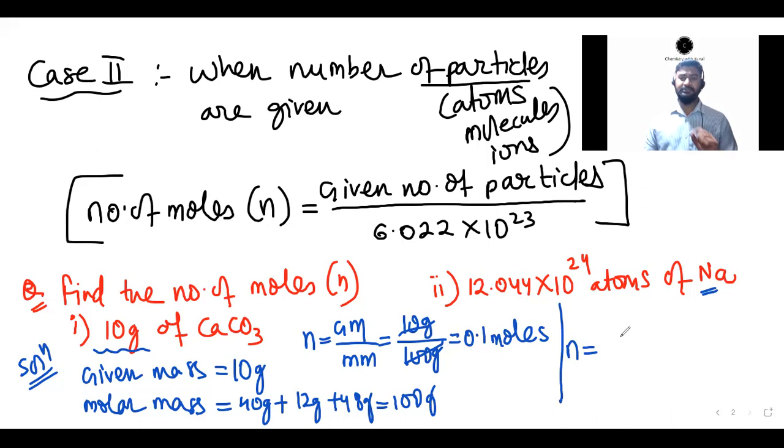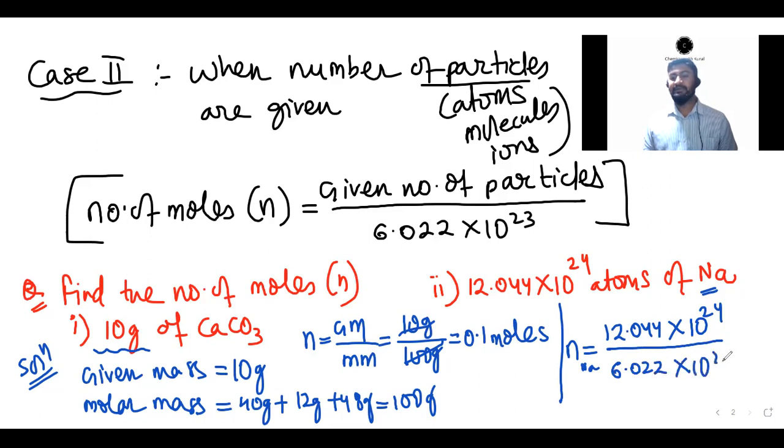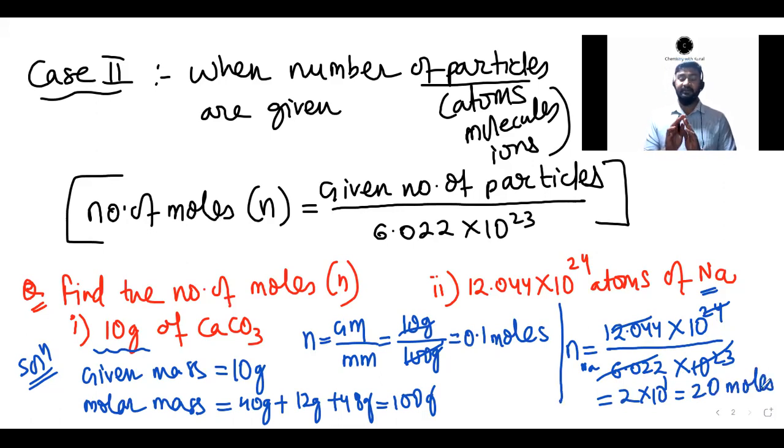How many moles of sodium atoms are present? Moles of sodium atoms will be given number of particles divided by the Avogadro number, which is 6.022 into 10 to the power 23. Cancel it out. 2. Cancel it out. 10 to the power 1. What's the answer? 20 moles. See? So this is how we can find moles when particles are given and when mass is given.